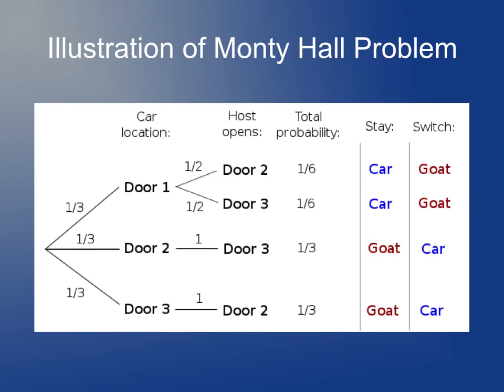Trying to remember how this graphic works, say the car is behind door 1 and the host can either open door 2 or door 3. If you stay, you get the car. If you switch, you get the goat. However, if the car is behind either door 2 or door 3, then if you stay, you get the goat, and if you switch, you get the car. So, like I said, it's a fun example of probability that you can use to mess with people at parties.